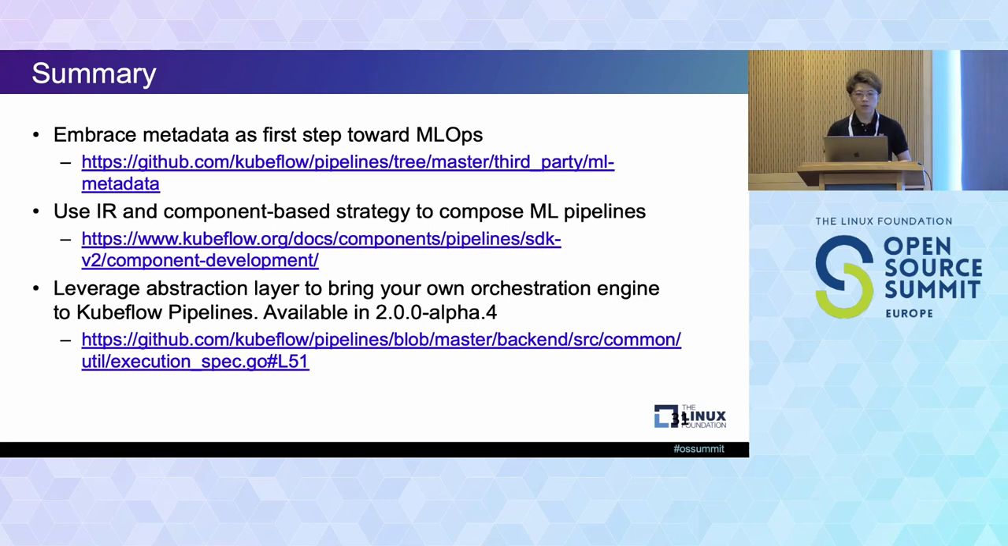And lastly, we want to show how an abstraction layer can help introduce a new orchestration engine very easily. This new abstraction layer is available in the V2 alpha 4 release. So when you want to bring in a new client or a new backend execution, you can just use this version and extend Kubeflow Pipelines to run on your own platforms.